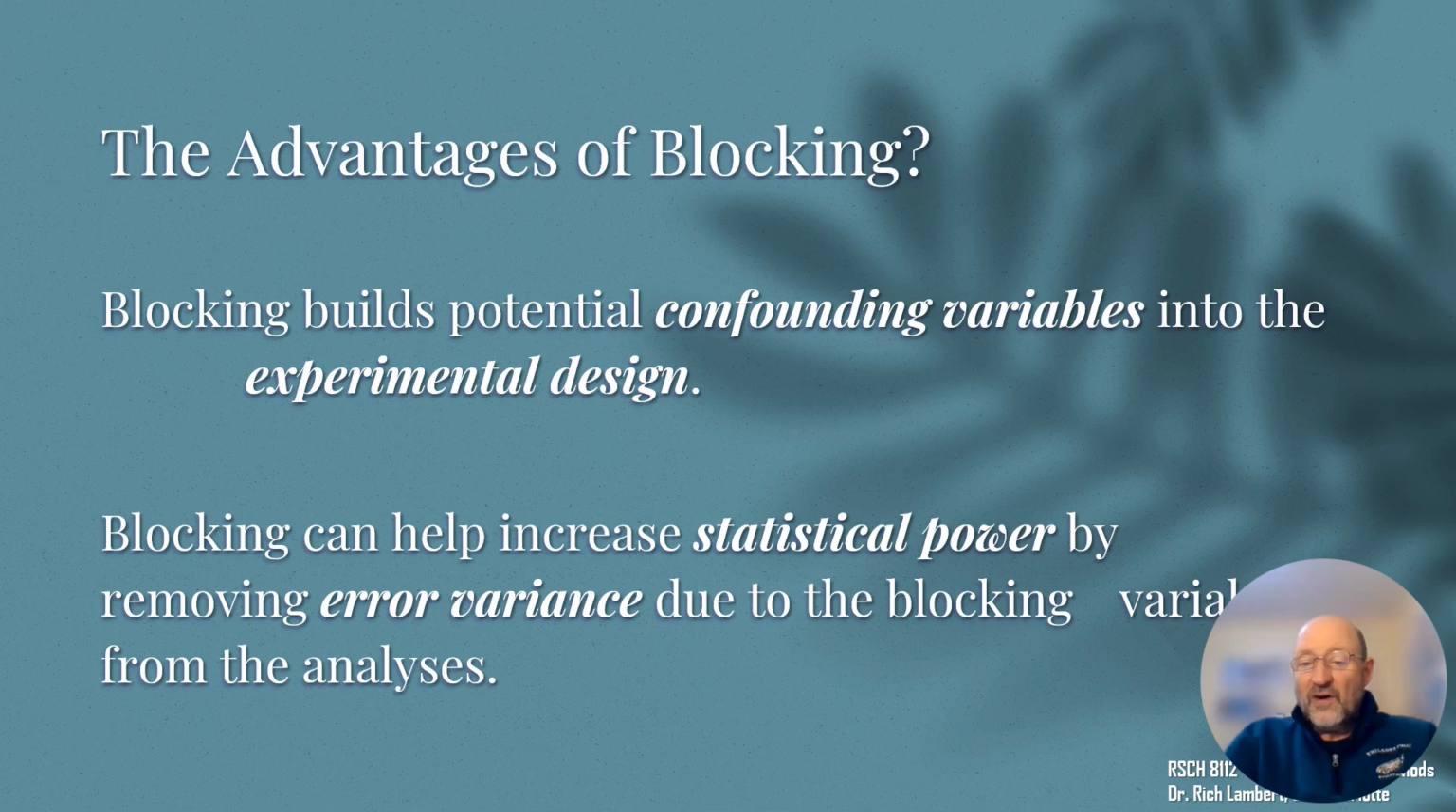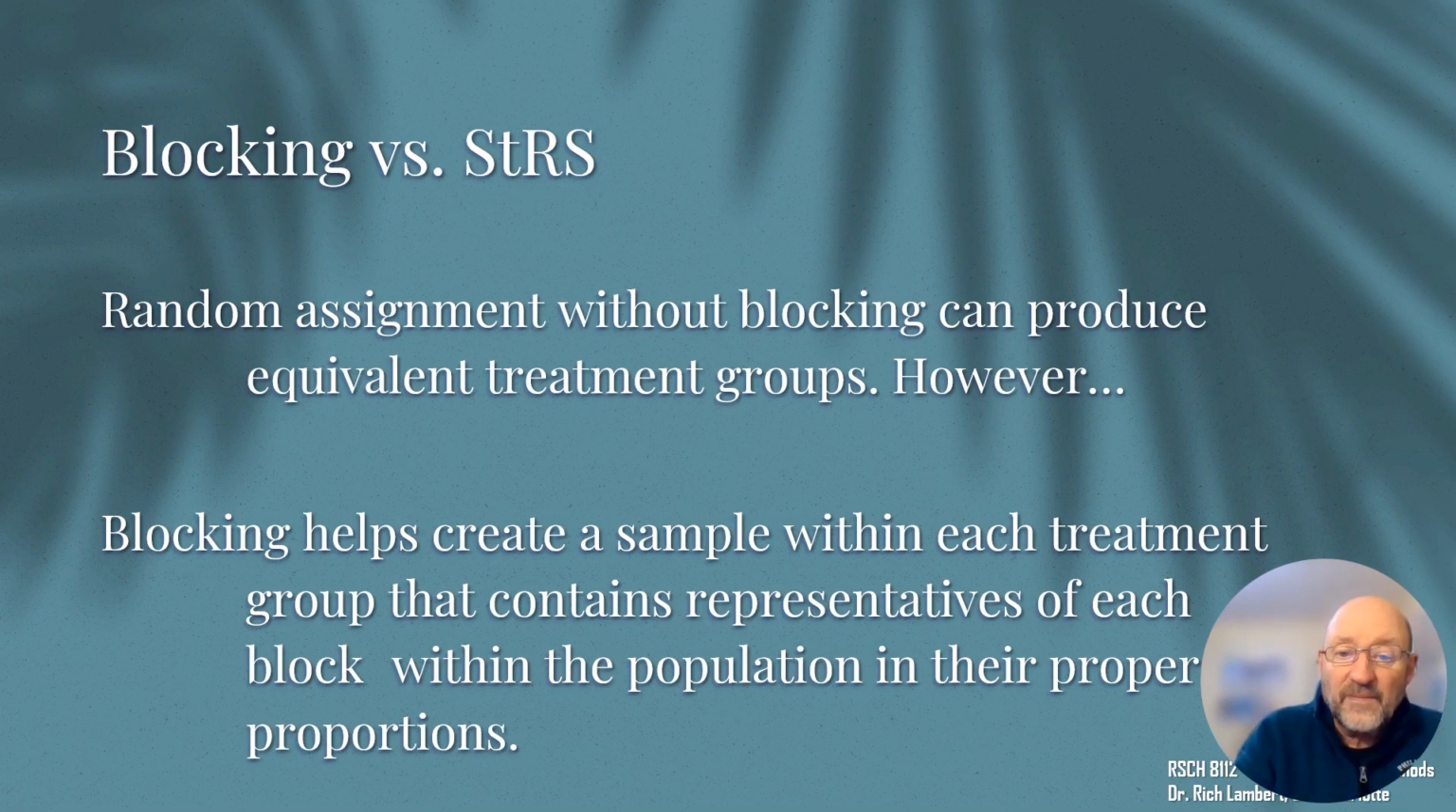So blocking can also, in a statistical sense, increase statistical power because you can use it to remove the error variance due to the blocking variables from the analysis, and that makes a more precise analysis. In other words, if you know that some of the variance is due to this factor that you built into your design, then you can pull that out and look more precisely at just the treatment effect. Okay.